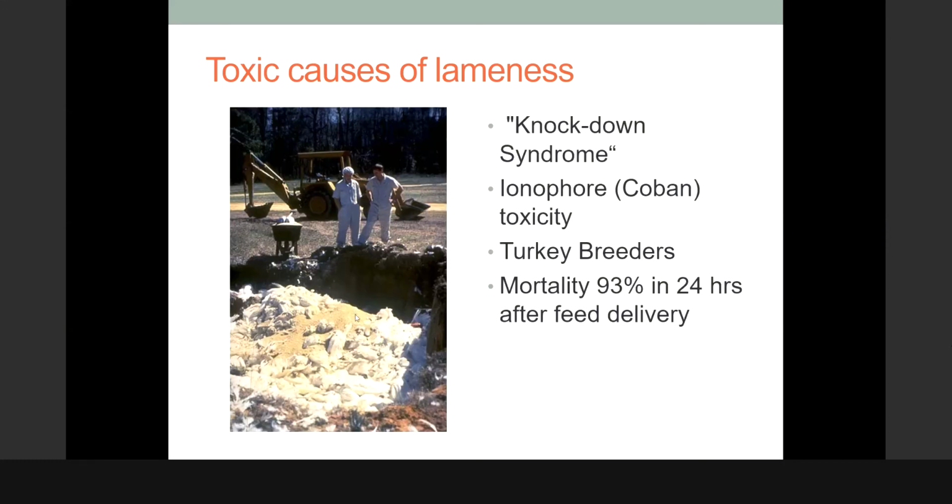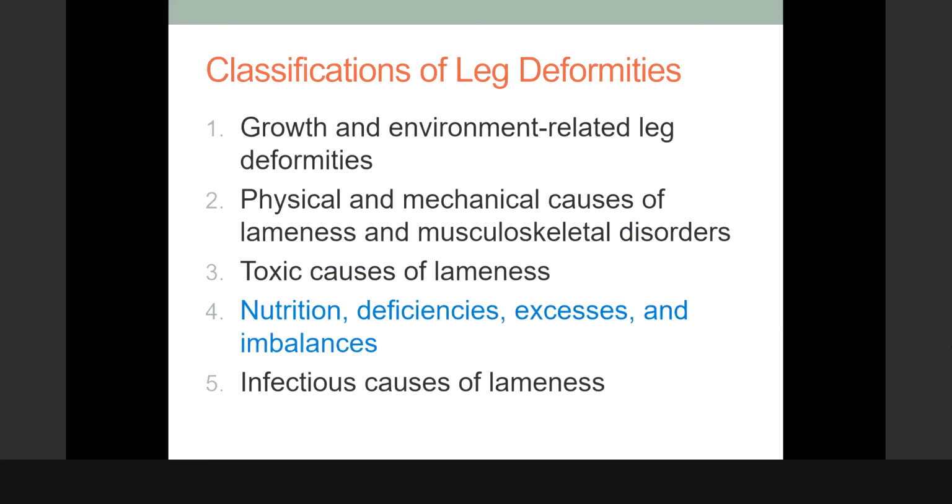For example, in this case that happened before, we call it knockdown syndrome, caused by ionophore, which is Coban. Toxicity in male breeders leads to mortality of 93% in 24 hours after feed delivery. So this is a problem if you accidentally overdose the animals.